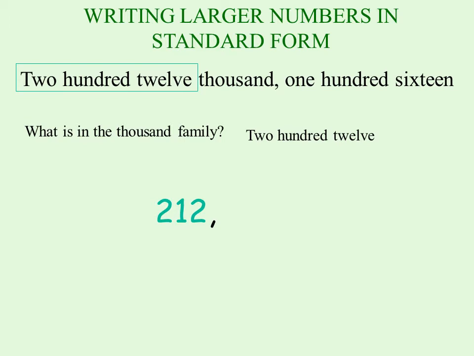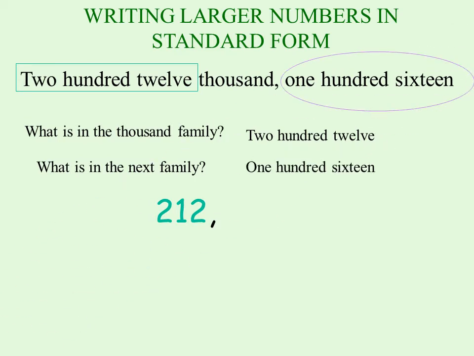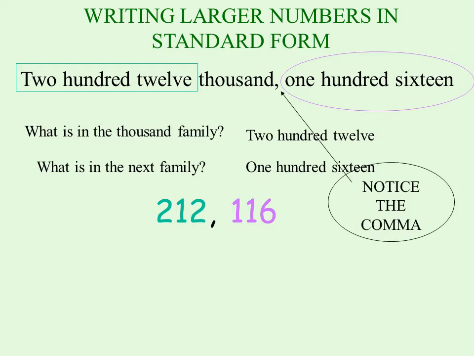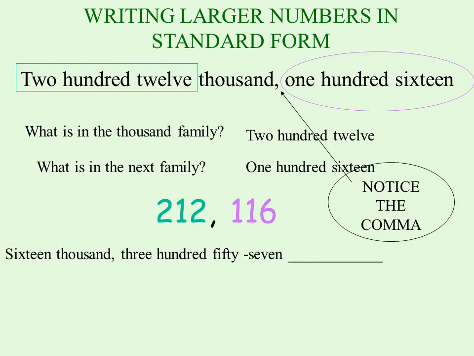Then put the comma. Then what is in the next family? The number in the next family is 116. So we write it in the digits. So the number is 212,116. We have to always put the comma to separate the two families.